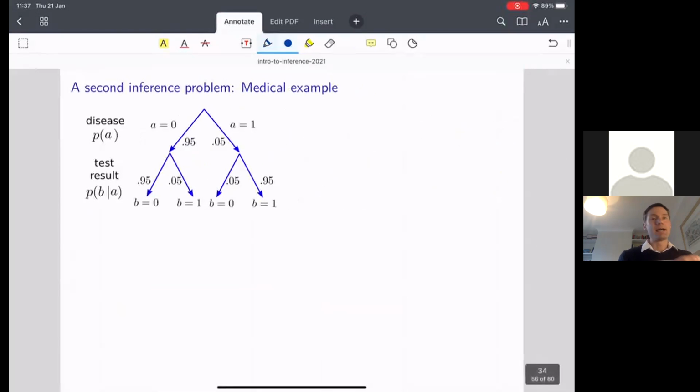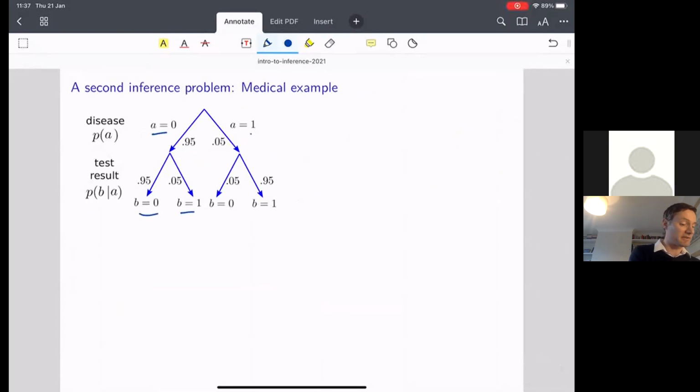Okay, great. And now we can write down all the arms corresponding to all the possible test results. So if she doesn't have the disease and she takes a test, there's a 95% chance that the test comes up negative and a 5% chance that it comes up positive.